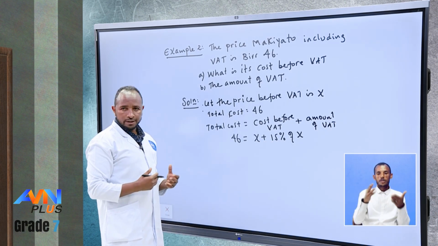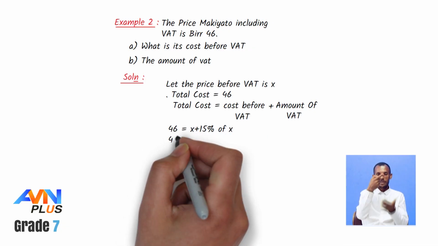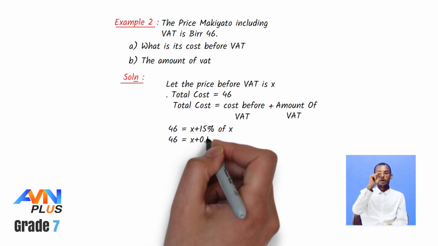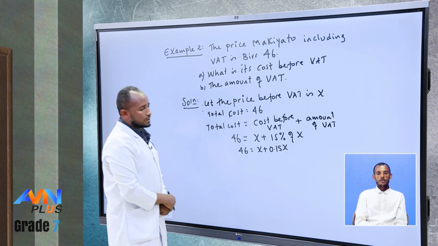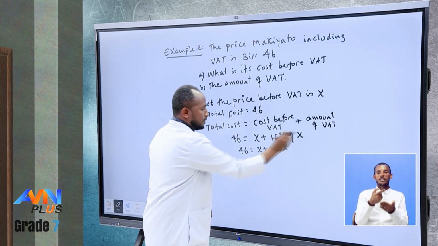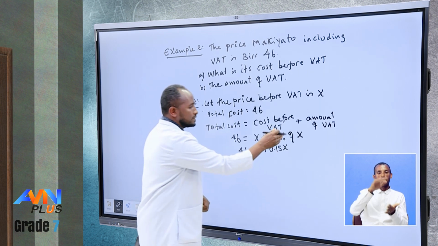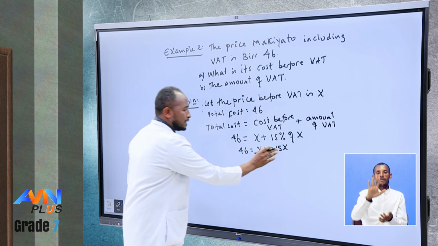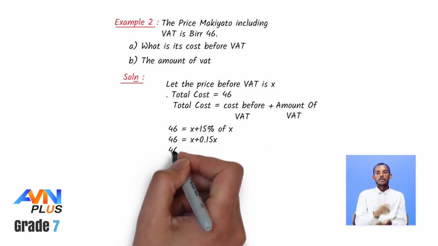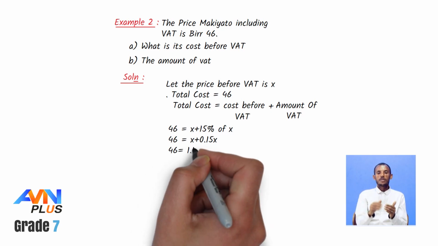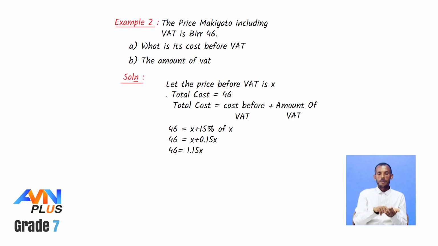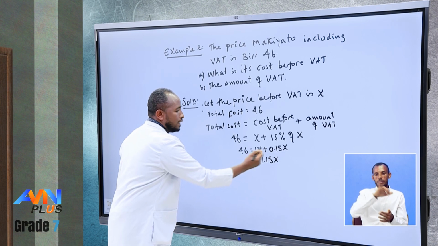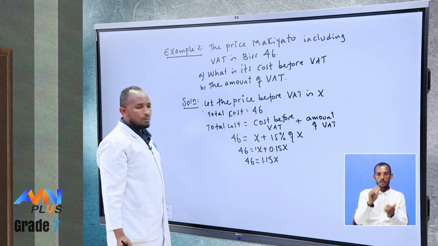So we can solve for X. Here 46 is equal to X plus 0.15X. This 15% of X means 0.15 times X; of means times, and when you multiply these two, you get 0.15X. So let's add these. 46 is equal to the sum of these two, which will be 1.15X. The coefficient of the first is 1. They are like terms, so you add their coefficients: 1 plus 0.15 gives you 1.15.